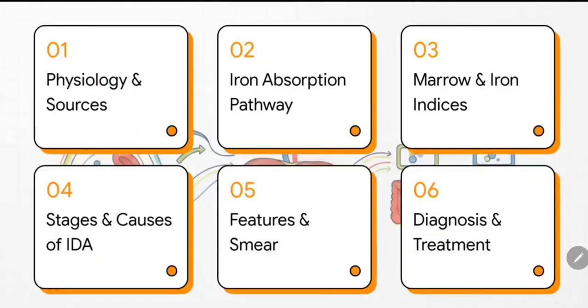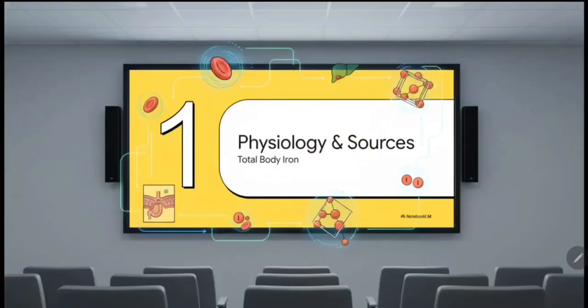Here is our roadmap for today. We'll cover physiology and dietary sources, the iron absorption pathway, bone marrow and iron indices, stages and causes of IDA, clinical features and smear, and finally, diagnosis and treatment. Starting right off with Section 1, Physiology and Dietary Sources.